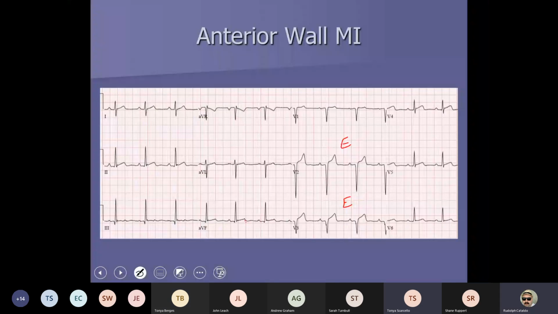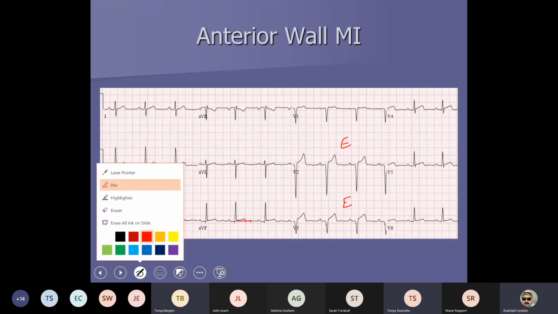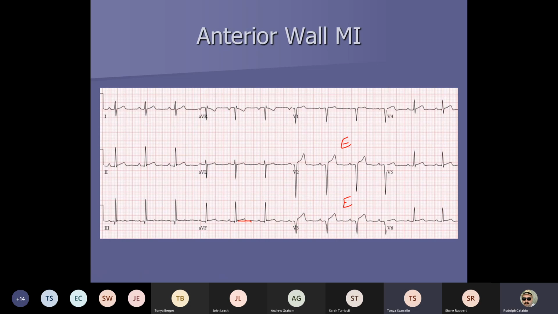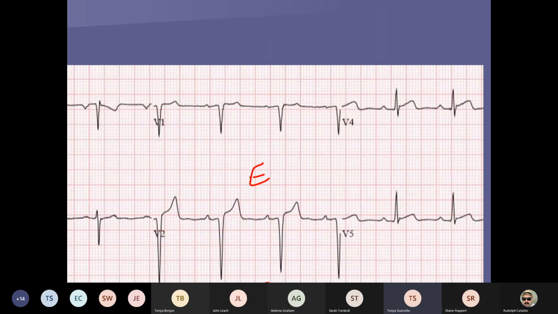Let me draw the best baseline I can. Zoom in on it. Is there slight elevation, but not much? No, what you're seeing is a T wave, not elevation. Okay, I see that now. What about lead V4? Yeah, maybe elevation, maybe a millimeter.